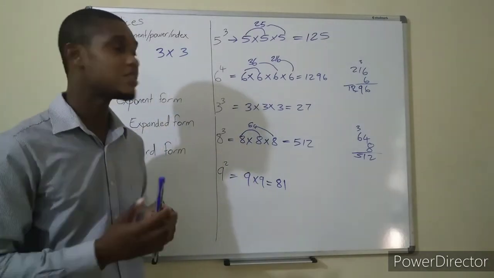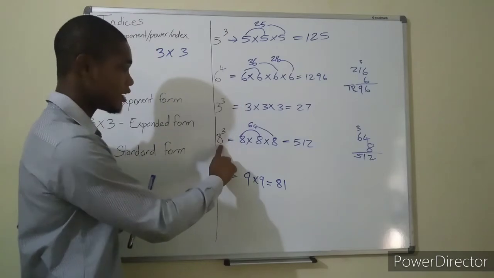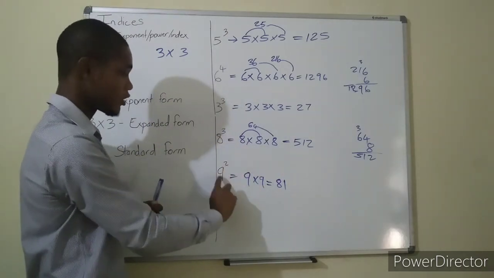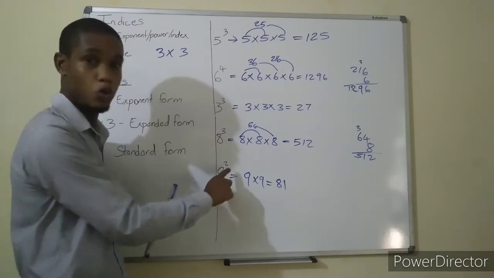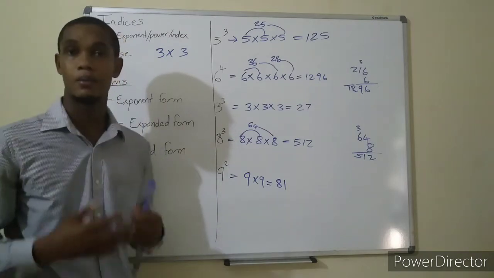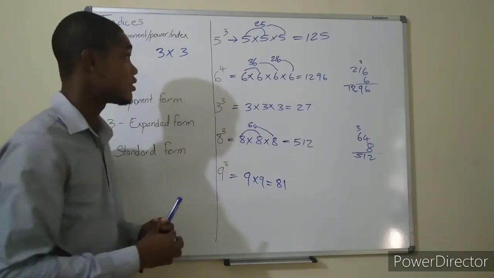Do not make the mistake that many persons make by saying the power is being multiplied by the base. So they'll say, for example, 9 times 2. No, it means 9 multiplied by 9. So just remember and practice, and you'll be able to understand these concepts.